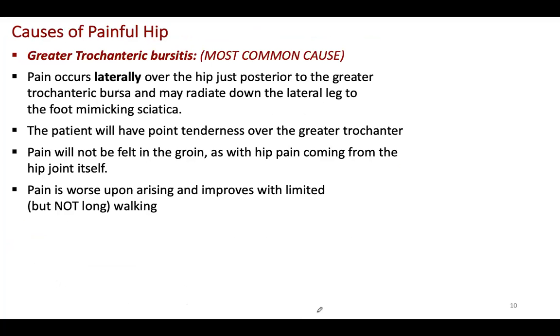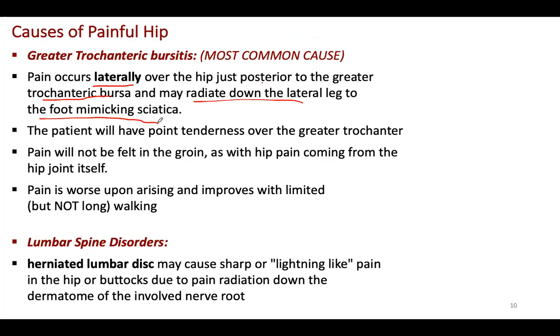Greater trochanteric bursitis. Here the pain occurs laterally over the hip, just posterior to the greater trochanteric bursa, and may radiate down to the lateral leg, to the foot, mimicking sciatica. This is the most common cause of painful hip, apart from, of course, hip fractures. And lumbar spine disorders. Herniated lumbar disc can cause pain in the hip as well.